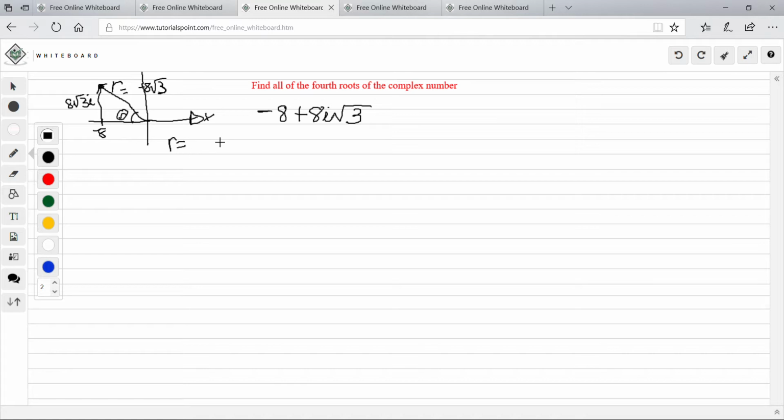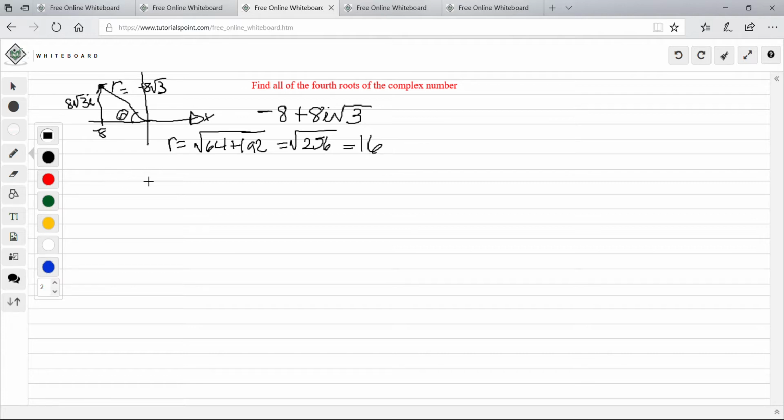So radius equals the square root of a squared plus b squared. a squared is negative 8 squared, that's 64. And our b is positive 8 times square root of 3, and if you square that, that gives you positive 192. So that gives you the square root of 256, and if you simplify that, that's just 16. So we found our radius, which is 16.